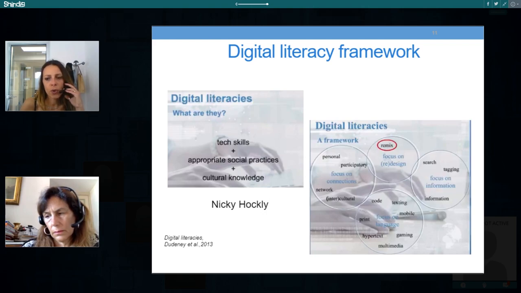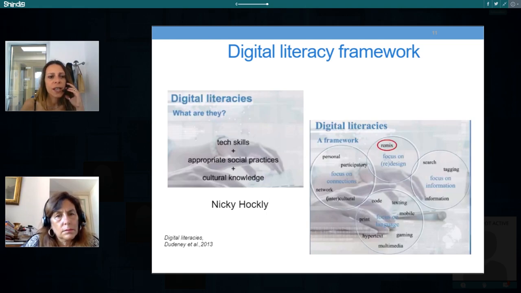from the technical point of view, of course, but you have to be able to remix and redesign all the different information that you can get from the internet. Of course, you have to take into mind the cultural background, but it's important also to use the net according to a specific netiquette, so appropriate social practices that can guide you while surfing the net and interacting with other participants on the net.